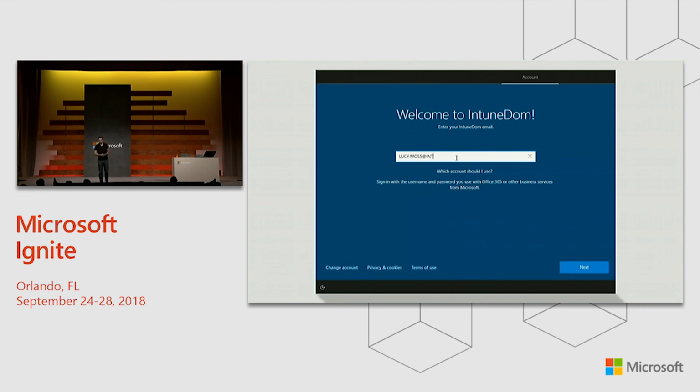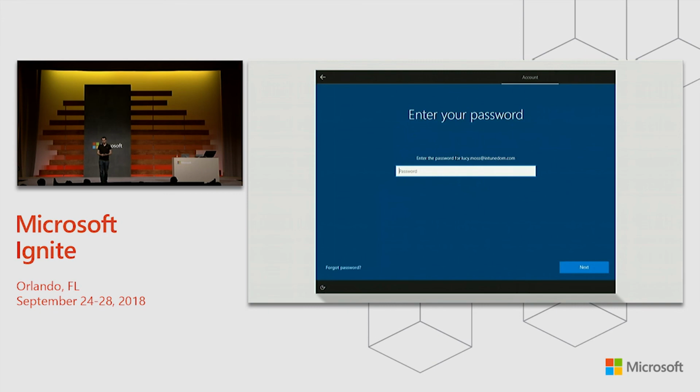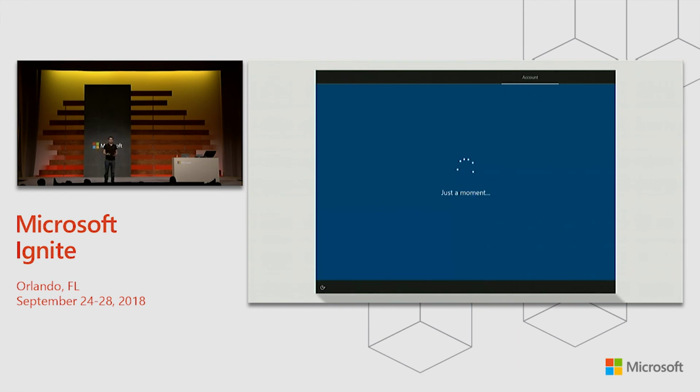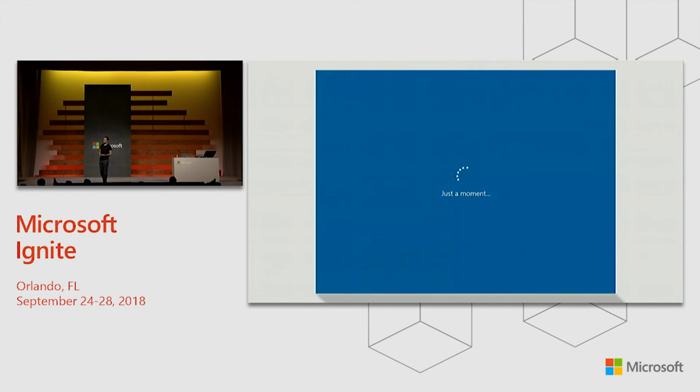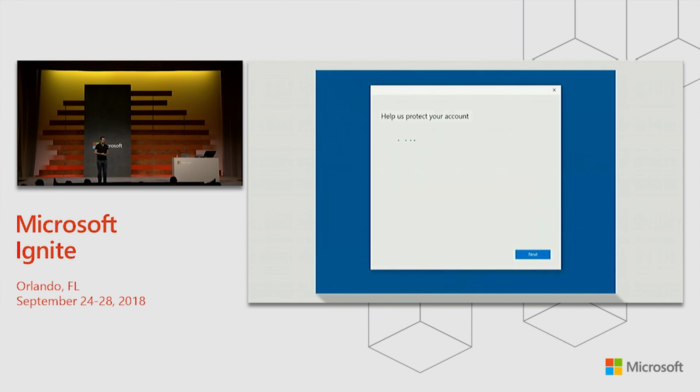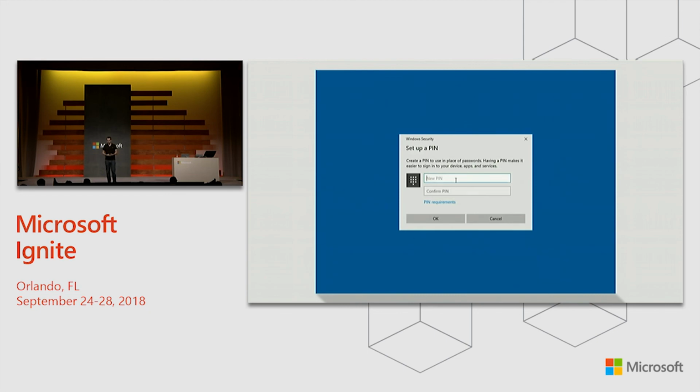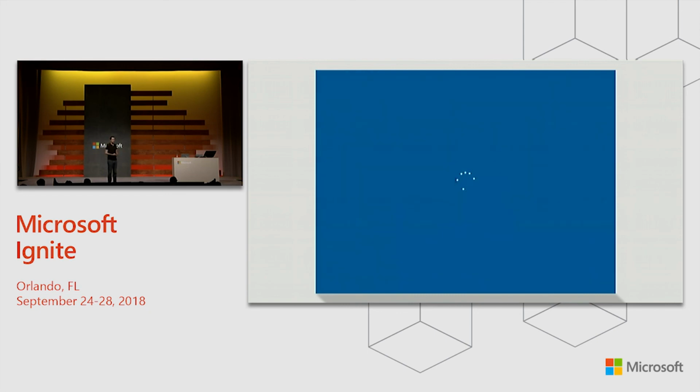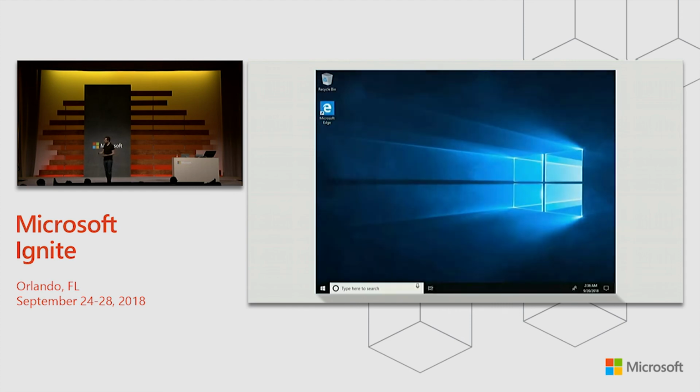So you see, welcome to Intune Dom. User logs on, enters their password. And because this user has previously used Azure Active Directory, they're already registered for multi-factor authentication. So when we then prompt them for the Windows Hello for Business config, we're going to benefit from the security of Azure Active Directory, prompt them for multi-factor authentication. They receive a text message with the one-time code. They provide authentication in the multi-factor format, and then we drop them out at their Windows 10 desktop.